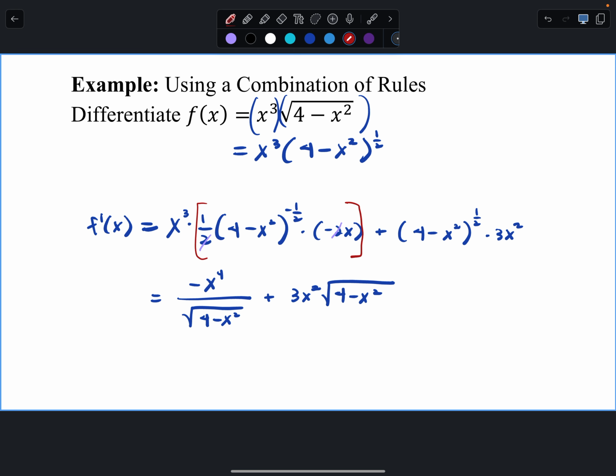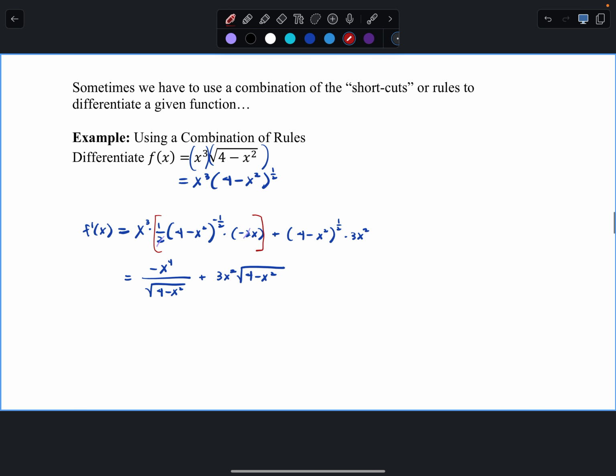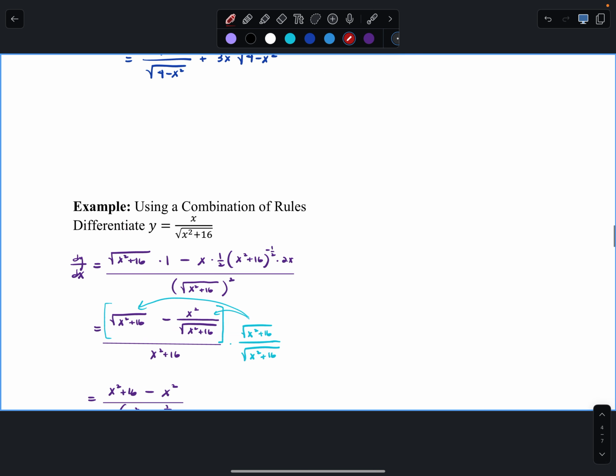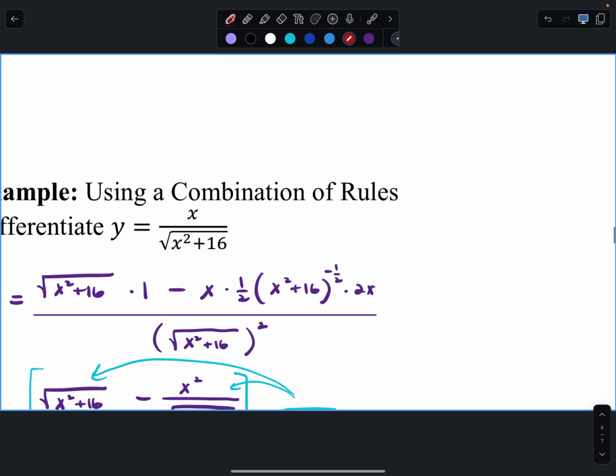Can we please not have a combination? Oh wait, does this mean that we have a combination of rules homework? We're gonna have like 10 of these.